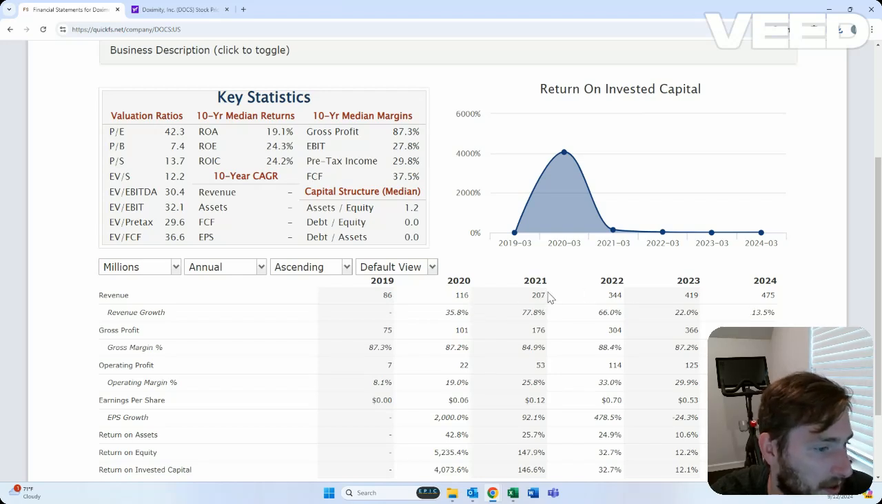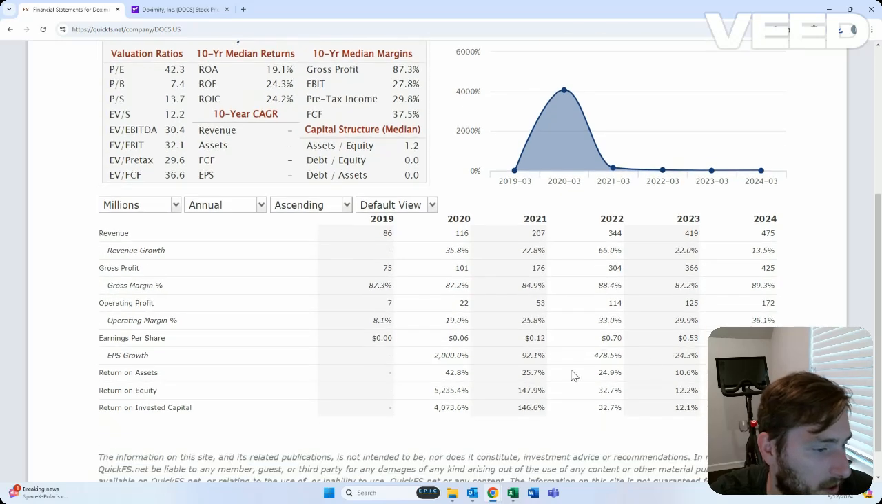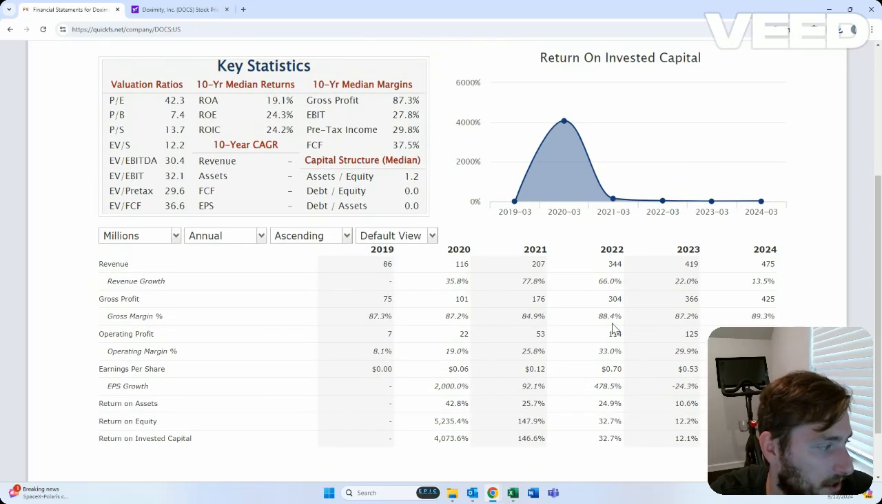It is going down, though. The revenue growth is decreasing. So it was as high as 78% in 2021. It's dampened down to 13.5% the most recent year. Gross margin is humongous. Operating margin, absolutely ginormous, with a return on invested capital, very impressive.